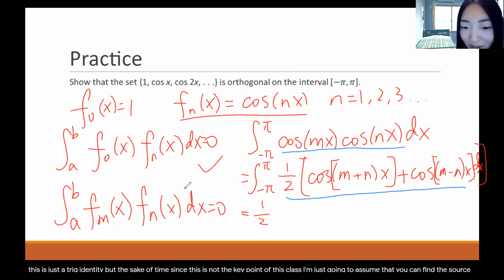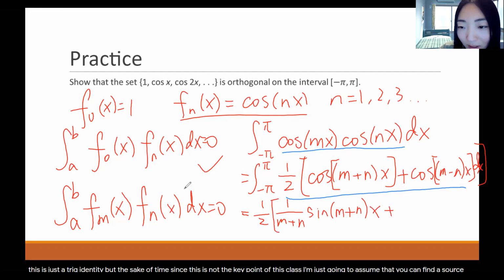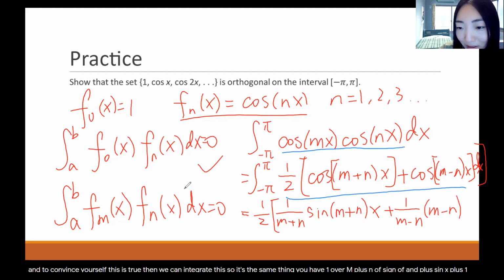It's the same thing. You have 1 over m plus n of sine of m plus n x, plus 1 over m minus n, sine of m minus n x, and then all evaluated from negative pi to pi.